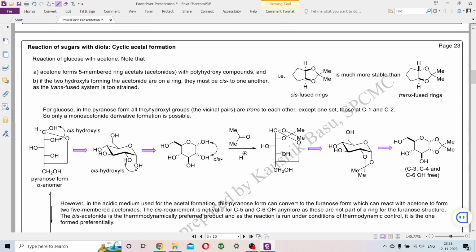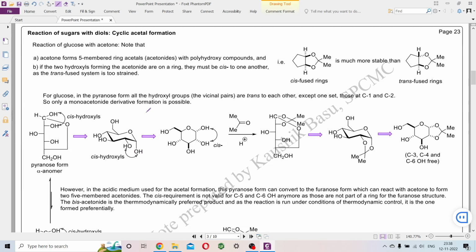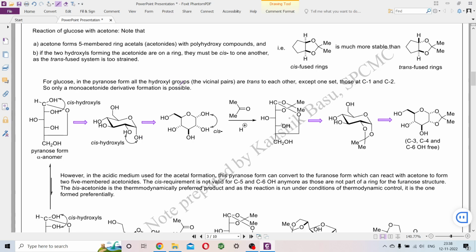The question is which hydroxyls will react. That depends upon which sugar you are starting with. So let us start with the most common one, glucose, and we will do these reactions with D-glucose. But before going there, when you are reacting glucose with acetone, keep in mind that with acetone only a 5-membered ring acetal will form.